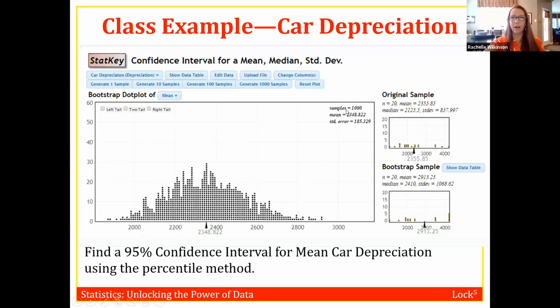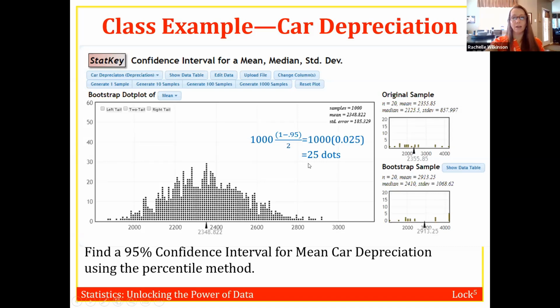So I need to look at how many samples I have and use that to figure out how many dots I need to count. Looking at my formula here, I'm going to have the number of samples, which is 1,000, times 1 minus my confidence level, which was 0.95, divided by 2. Plug those numbers into your calculator and make sure that you get 25 as the answer.